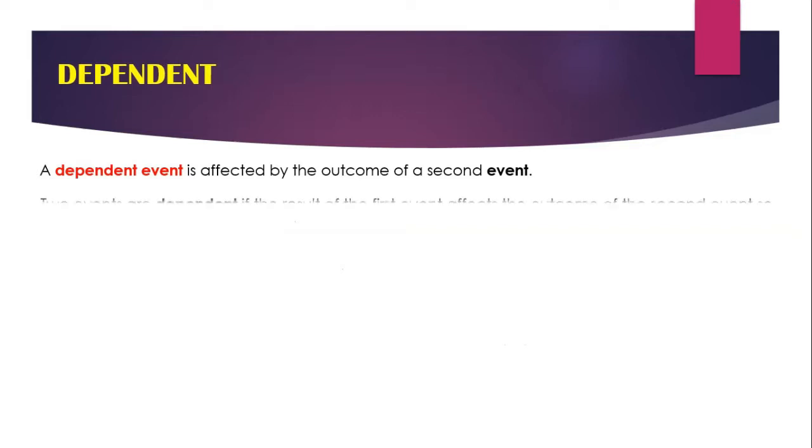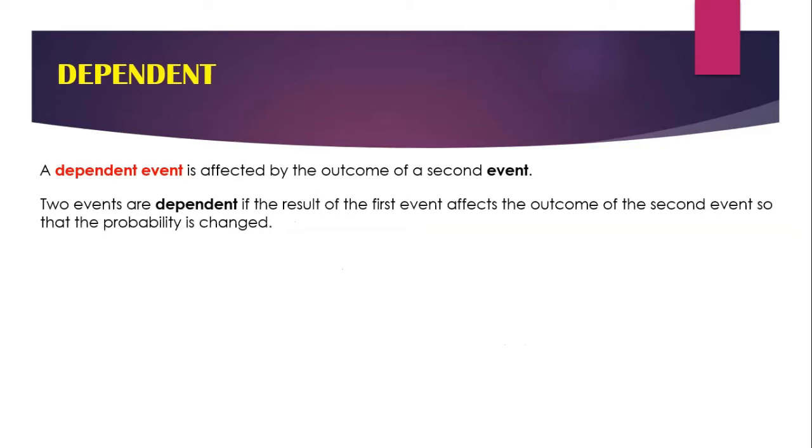Now we go to dependent probability. A dependent event is affected by the outcome of a second event. Two events are dependent if the result of the first event affects the outcome of the second event, so that the probability is changed. Once again, the probability is changed because both events affect each other.